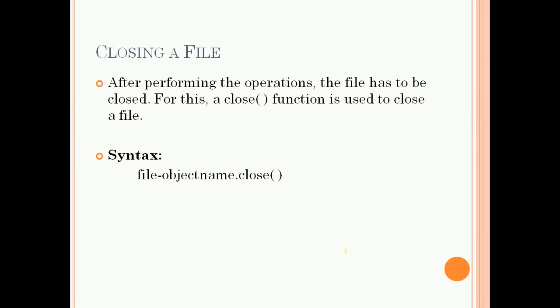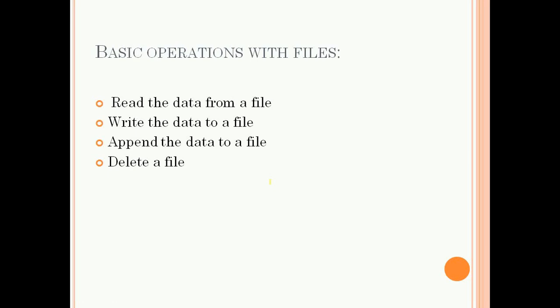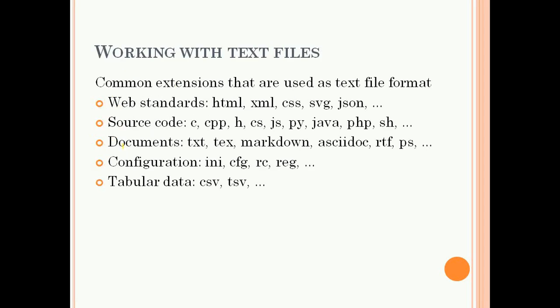Next, closing a file. After performing the operations, the file has to be closed. For this, the close function is used to close a file. This is the syntax: the file object using which we have opened the file. We have to mention this file object name, then dot, then close. Basic operations with files: you can read data from a file, write data to a file, append, and delete a file.